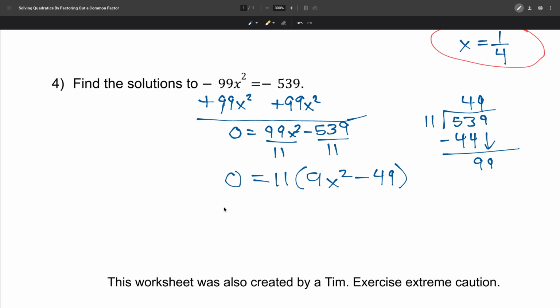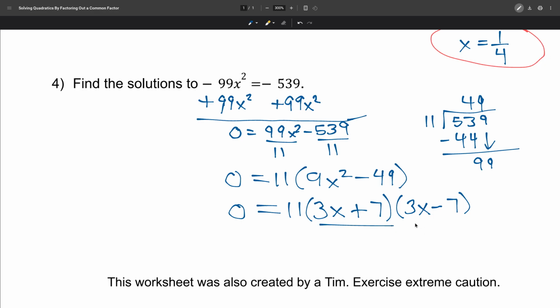This is a difference of squares here, so we can say 0 equals 11 times. Take the square root of 9x squared, which is going to be 3x. So 3x, we're going to have a plus and a minus. So we have plus, square root of 49 is 7, so 3x plus 7 times 3x minus 7. Last thing we got to do is set each of these factors equal to 0 and solve. So we're going to say 3x plus 7 equals 0.